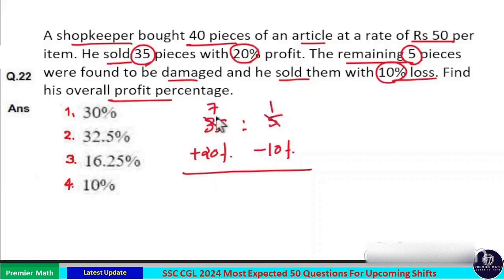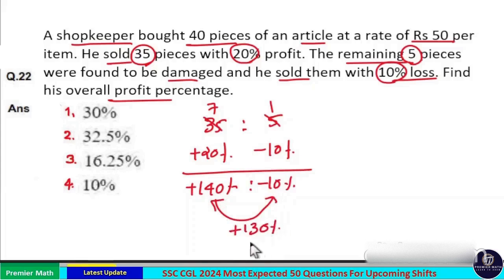Now here take the ratio of numbers, that is 5 goes 7 times in 35, 5 goes 1 time in 5. Now 7 into 20 is equal to 140%. This is profit. And here 1 into minus 10 is equal to minus 10%. Now if you take the overall, 140% minus 10% is equal to plus 130%. This is the overall profit generated. So this 130% is the overall generated for this 7 plus 1, 8 parts.